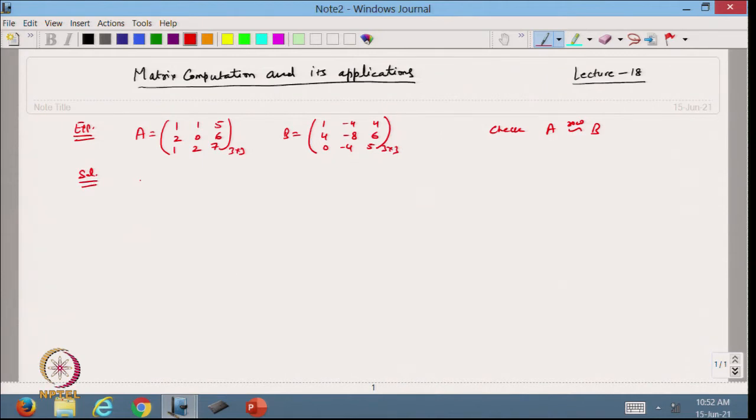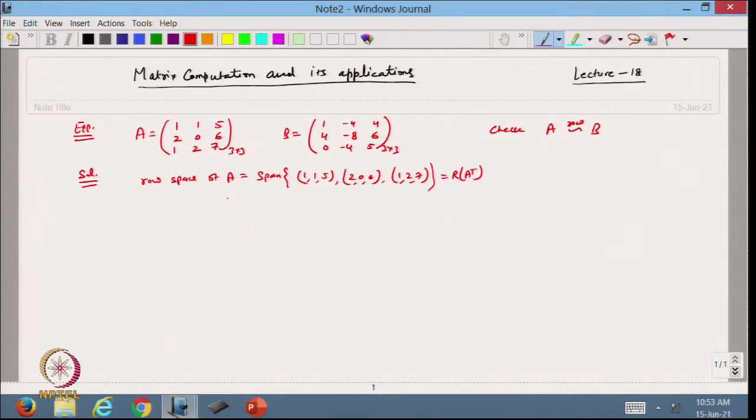Now, we know that the row space of A will be spanned by these row vectors, 1 1 5, 2 0 6 and 1 2 7. And we know that this is equal to the range of A transpose.